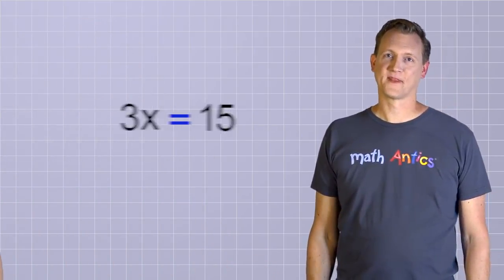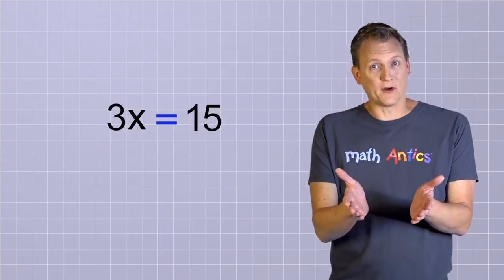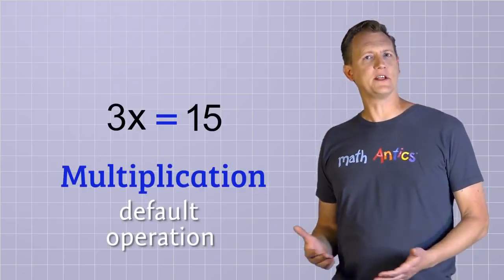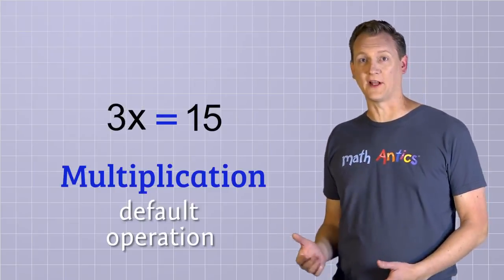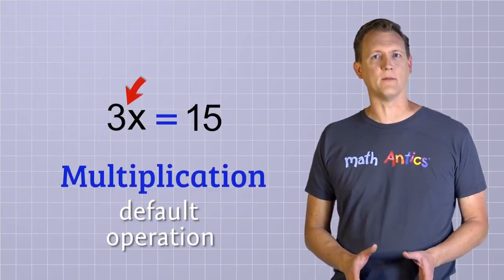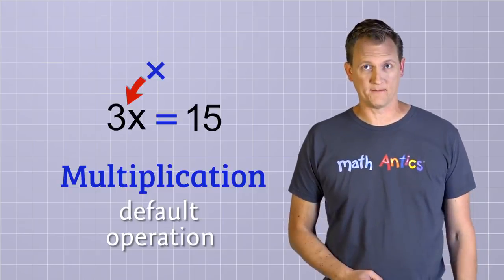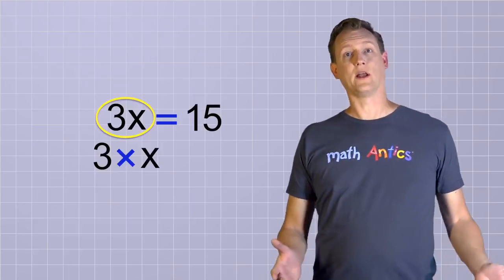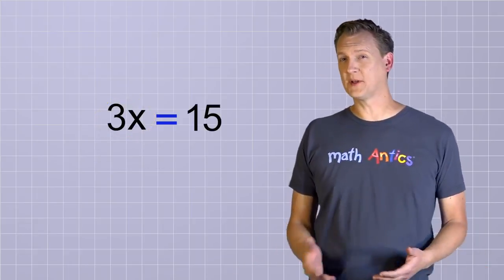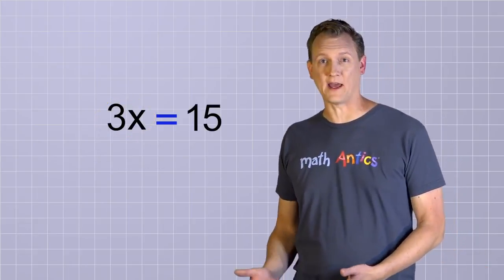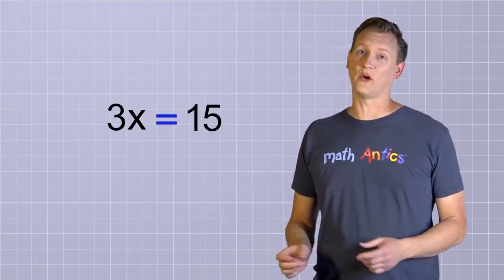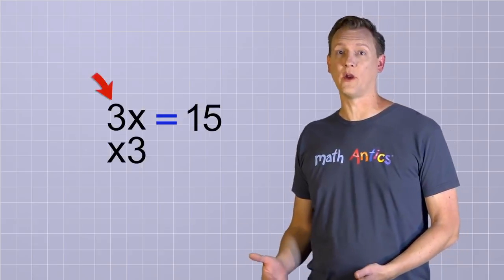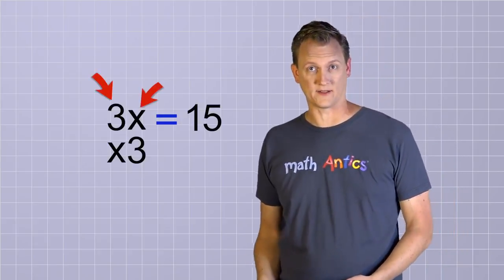I'll be right back. Well, I'm sure you remember that multiplication is the default operation in algebra. So when you see a number and a symbol right next to each other like this, with no operation between them, it means they're being multiplied. So 3x is the same as 3 times x. Oh, and just a side note, since in multiplication, the order of the numbers doesn't matter, you could switch the order and write x3, but it's customary to always list the known number first and the unknown number second.